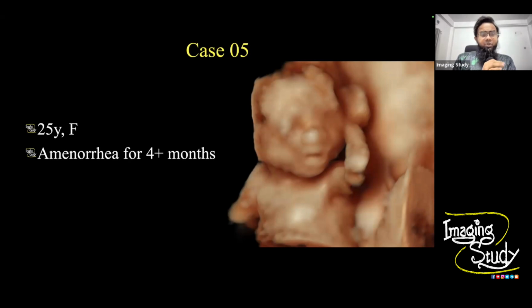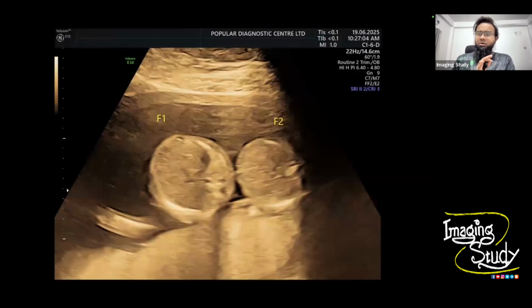This patient is a 25-year-old female who had a history of amenorrhea for 4+ months. So let's see what we have got on ultrasound. On first scan, we found two fetuses. We just scored them as 1 and 2. The right one is fetus 1 and the left one is fetus 2. So this is a twin pregnancy. We found 2 placentas. Both are, I think, posterior. I forgot. So this was a dichorionic diamniotic twin pregnancy.